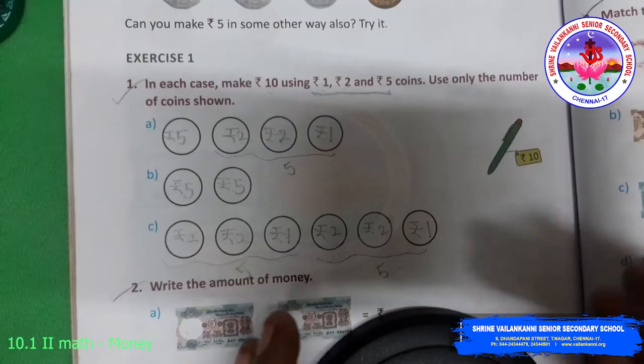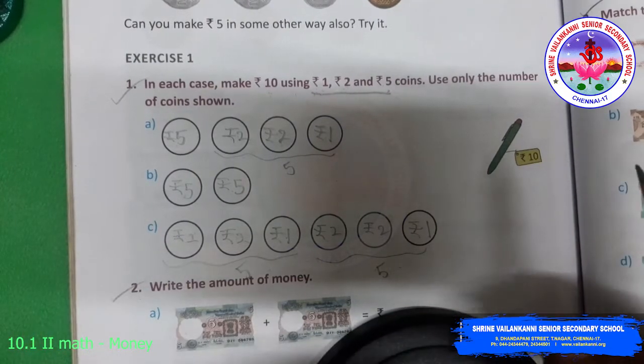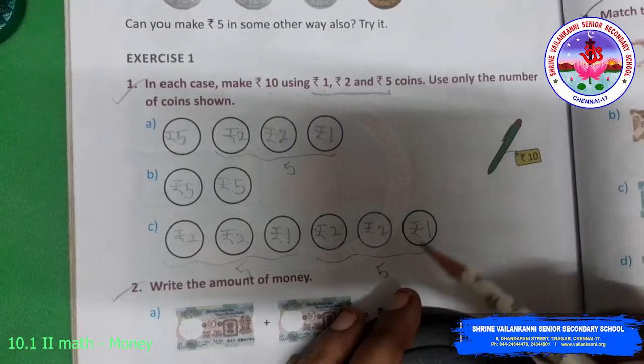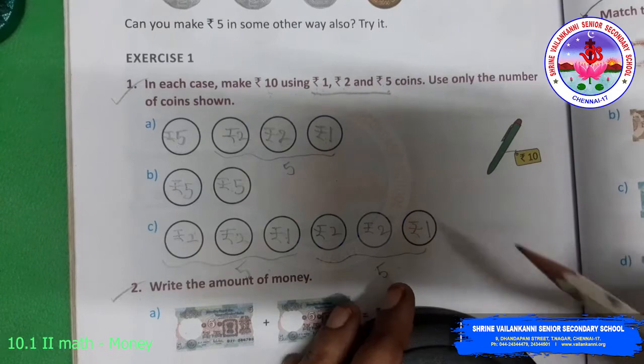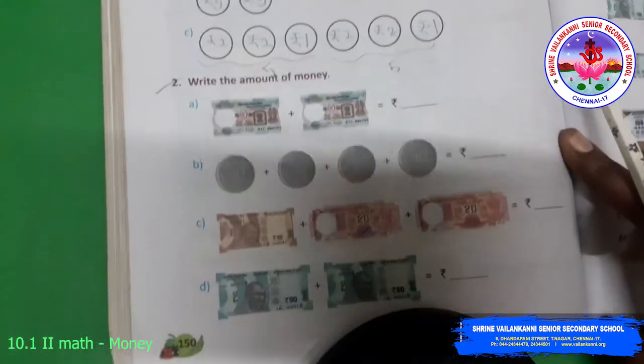We will mostly not be having the exact amount. We'll have to make the amount and give it to the shopkeepers to buy things. So you should know how to make the value. Now write the amount of money.